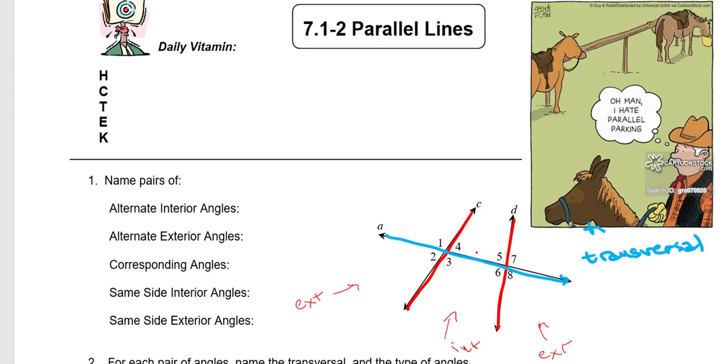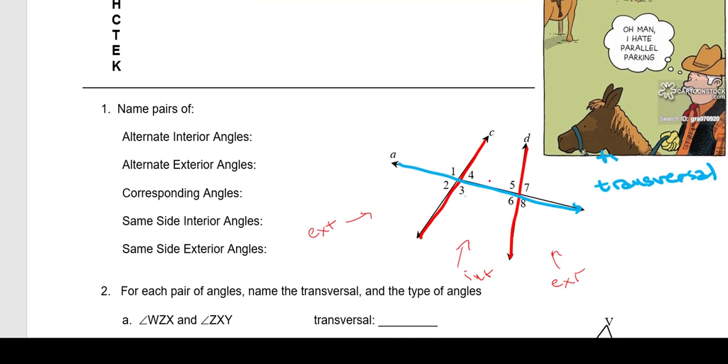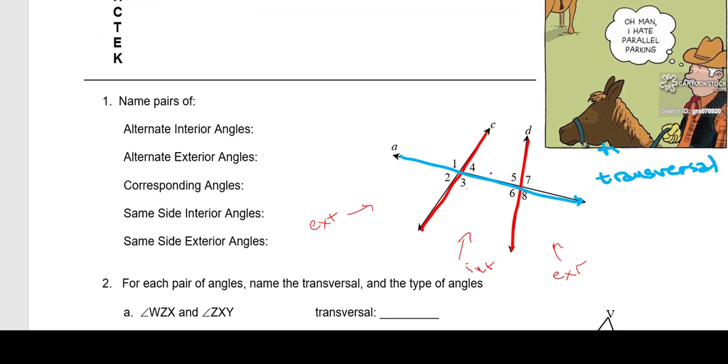So if I'm looking at alternate interior angles, in other words, interior angles that are on opposite sides of the transversal, opposite sides of the blue line, you'd be looking at angles 4 and 6, and angles 3 and 5. If I'm looking at alternate exterior angles, those would be angles that are on the exterior of the two red lines, and they're on alternate sides of the transversal. So for example, 2 and 7 would be alternate exterior angles. Also, angles 1 and 8 would be alternate exterior angles.